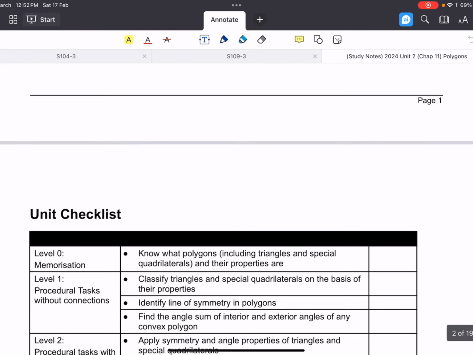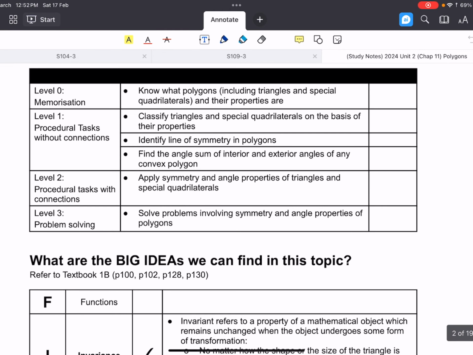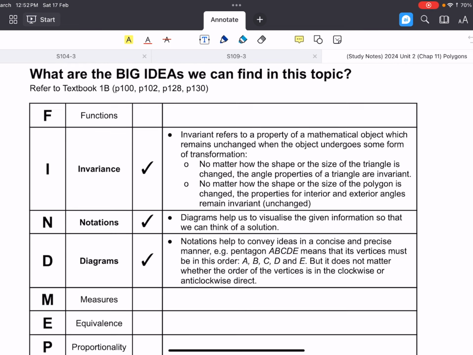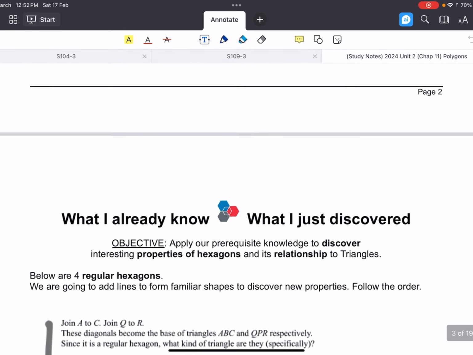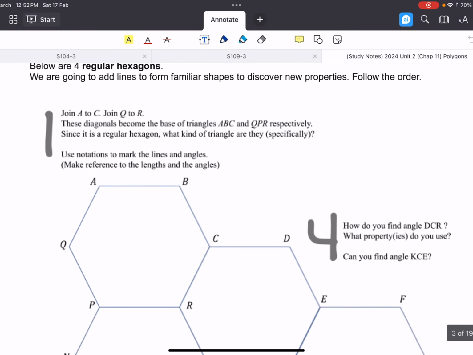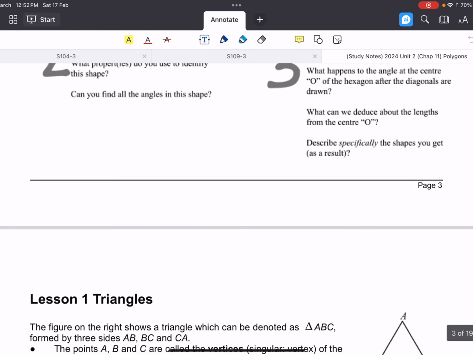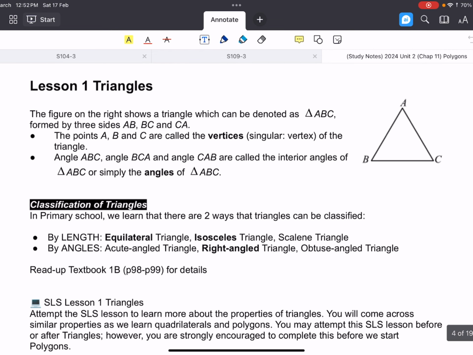Okay, so let's begin. There's a checklist of some of the skills that you're supposed to pick up from this chapter and the big ideas that are involved. That's pre-reading. This particular activity, we should do it in class. So moving on, let's begin with the first lesson.